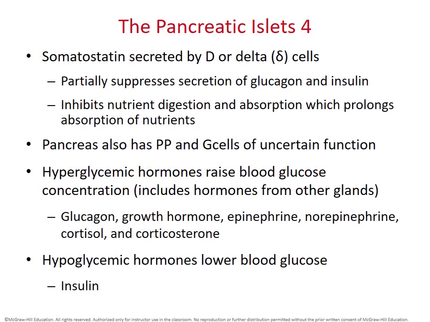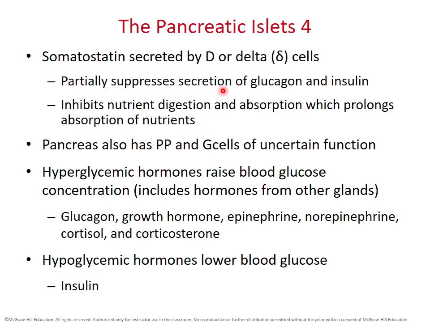And then there's a third hormone produced by the pancreas, which we don't have on our list of terms, but we should at least acknowledge, and that's somatostatin. And that's secreted by the delta cells. Somatostatin tends to be an inhibitory hormone.